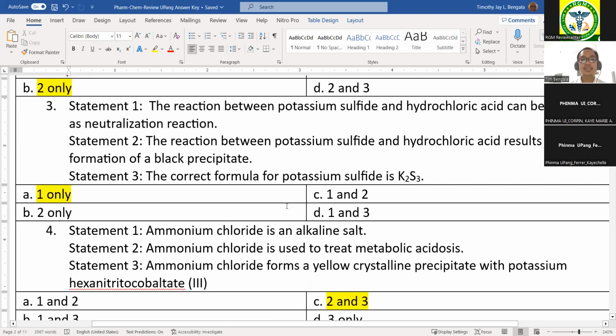Next is question number 3. The reaction between potassium sulfide and hydrochloric acid can be classified as a neutralization reaction. So that answer is yes. Potassium sulfide is considered to be a basic salt.